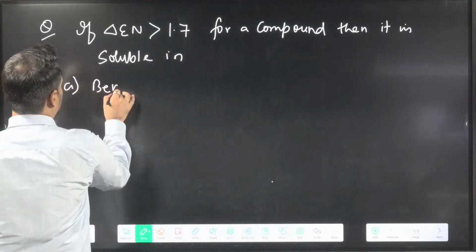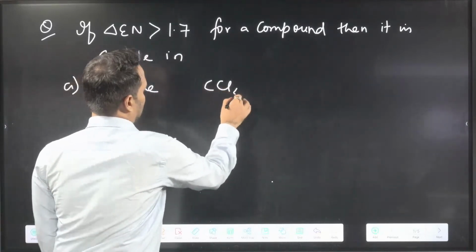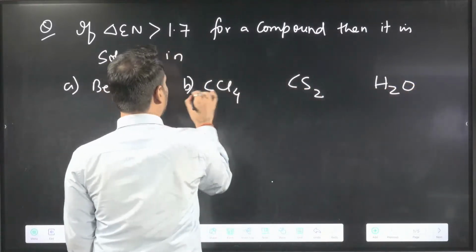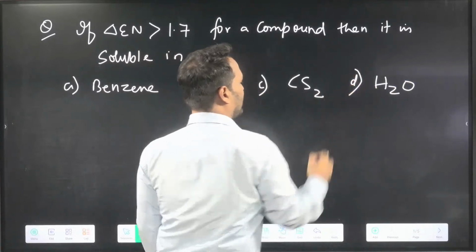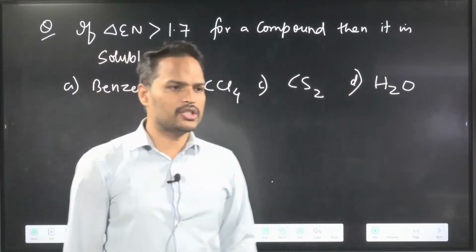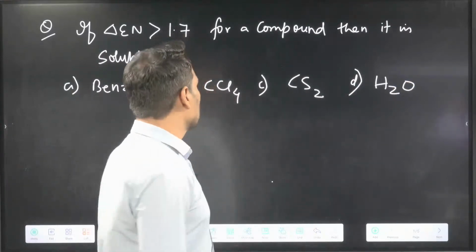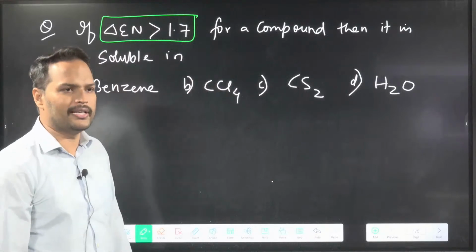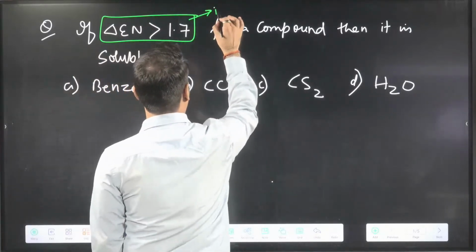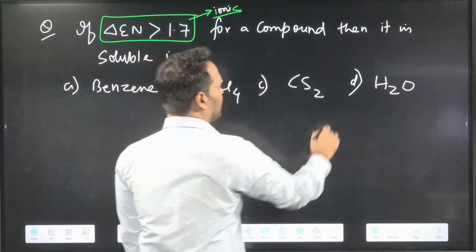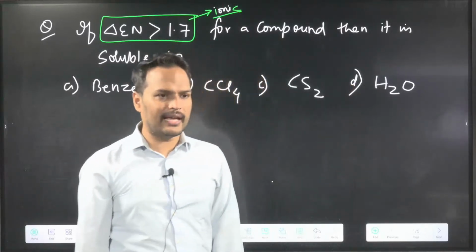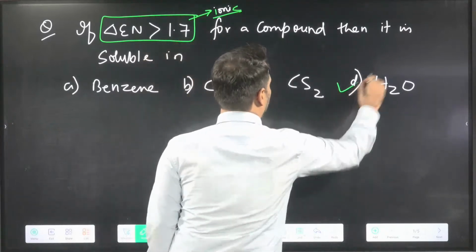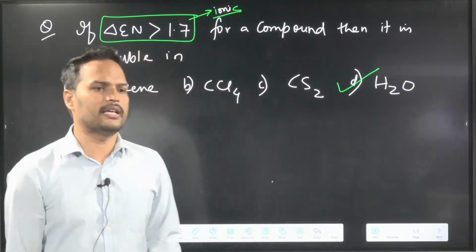The options are like this. The first one is benzene. The second one is CCl4. The third one is CH2. The fourth one is water. In which compound do you think it will be soluble? We can simply say if the EN difference is more than 1.7 according to the Pauling scale, that means this is an ionic compound. We know like dissolves like, polar compounds dissolve in polar solvents. So with a bit of brain you will get the answer: H2O.